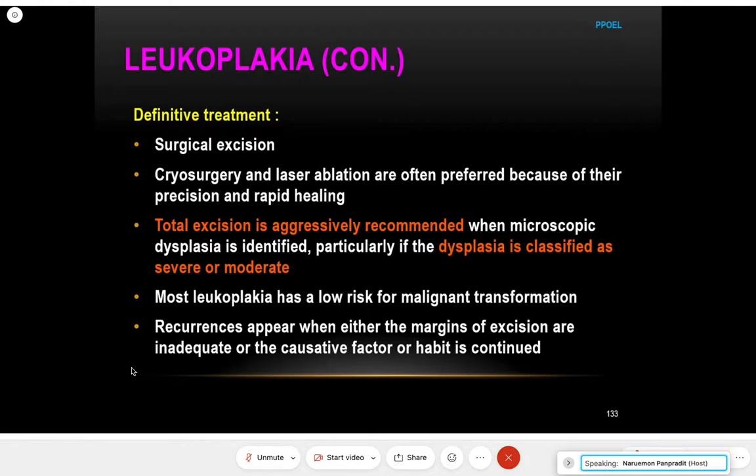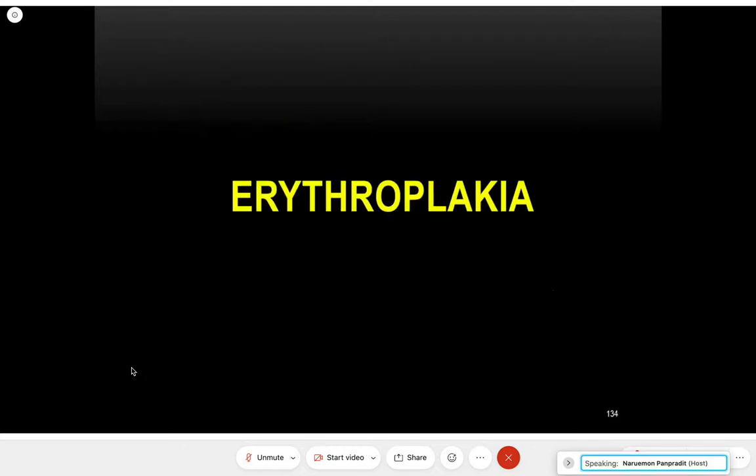The treatment is to do a biopsy and make a decision to do surgical excision, and stop the habit of smoking and alcohol consumption.